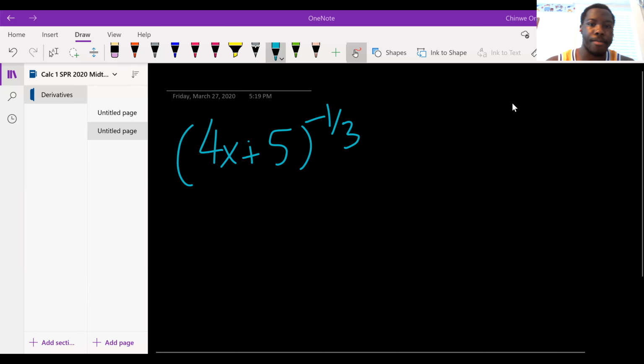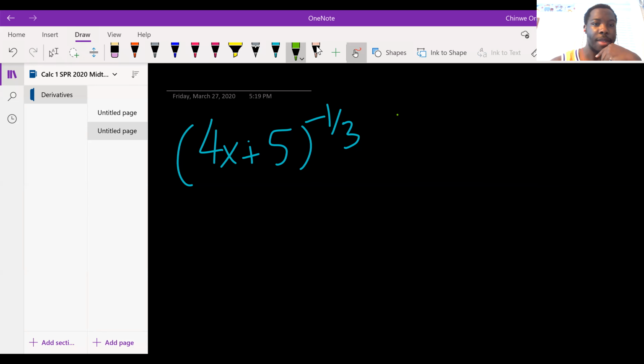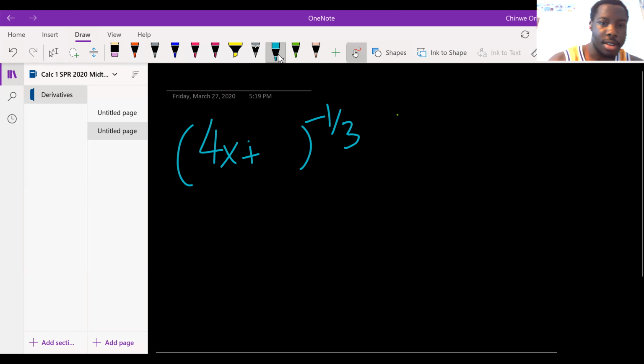Here we go. This is the first one. What kind of rules do we see that we're going to need to use here? This is not a 5, by the way. This is x to the -5. Oh, I keep writing 5.